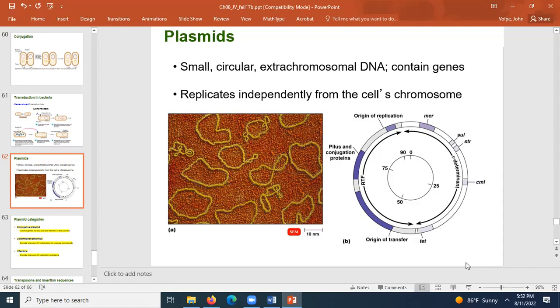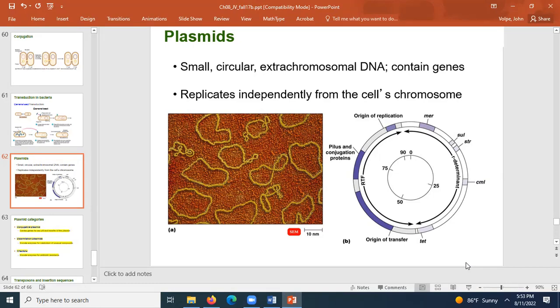They both are made up of DNA and they both contain genes, but the plasmid is different just because it's floating around in the cytoplasm. It's much smaller than the bacterial chromosome, which most of the time in a prokaryotic cell is also floating around in the bacterial cytoplasm.